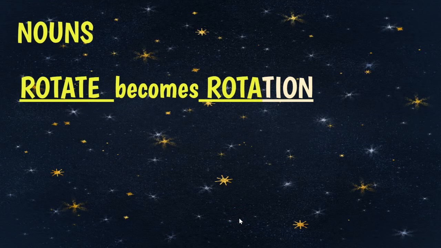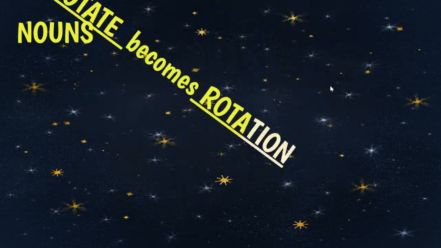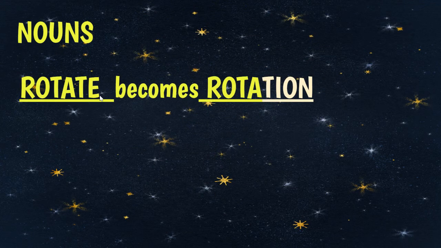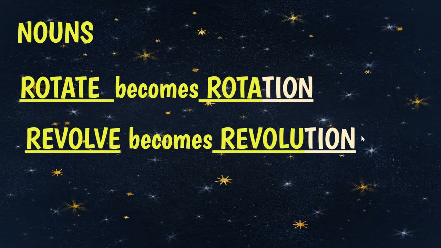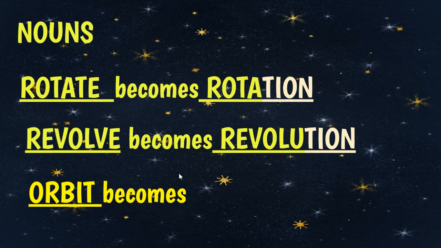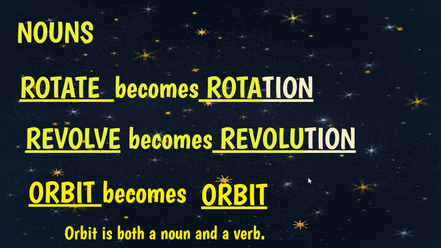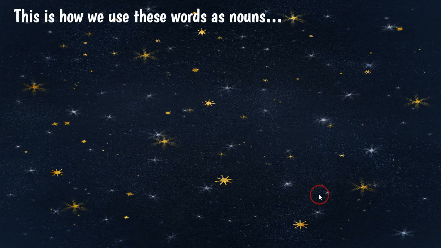Nouns. These words can also be nouns. Rotate becomes rotation. Okay, this is the verb to rotate. This is what happens when you rotate. It's a rotation. Revolve becomes revolution. Noticing a pattern? Orbit. What do you think orbit becomes? Orbit becomes orbit. Yeah, it just stays orbit. Orbit is both a noun and a verb in its same form. You don't change anything about orbit to use it as a noun or a verb. This is how we use these words as nouns.